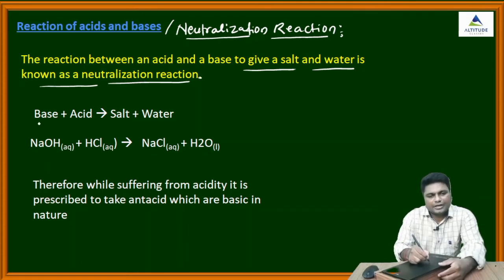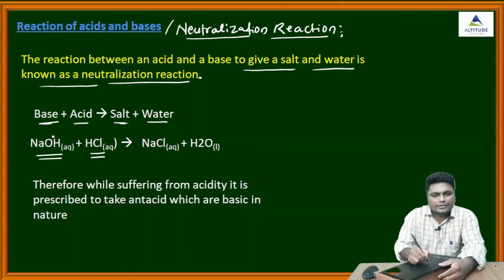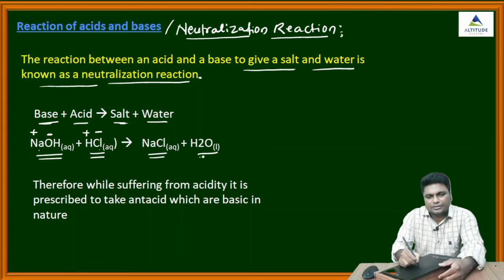Now see, this is the base, this is the acid. Both react and you get salt and water. This is called a neutralization reaction. For example, take sodium hydroxide, a base, in aqueous solution, and HCl, hydrochloric acid, also in aqueous solution. This has OH minus, and sodium means Na plus. HCl gives Cl minus and H plus. So just exchange the ions. Cl reacts with Na, and you get NaCl salt. And OH reacts with H plus to give water. So we get salt and water.